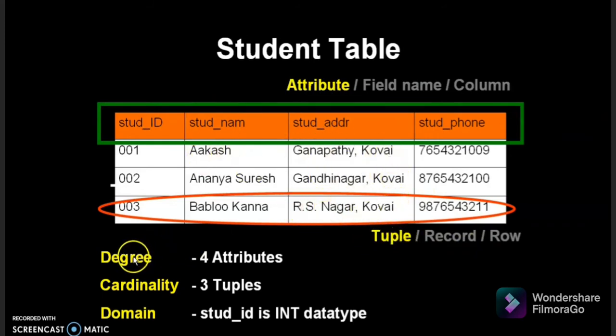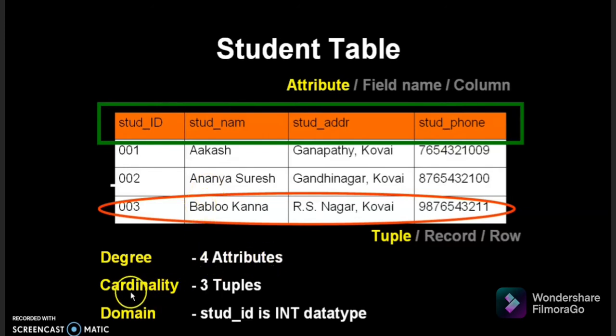So what is degree? Degree means, for this particular table, we can say it is 4 degree. How can we find out the degree? By the field names or the attribute names. Student ID is 1, student name is 2, student address is 3, student phone is 4. So it is 4 attributes.